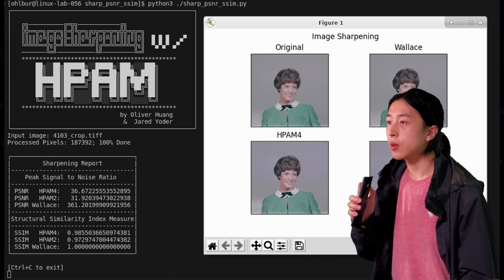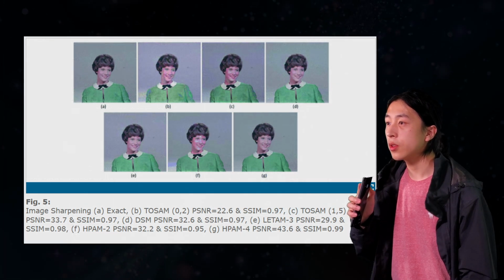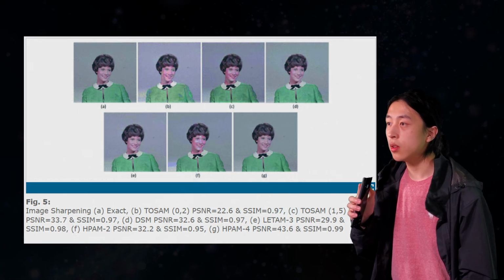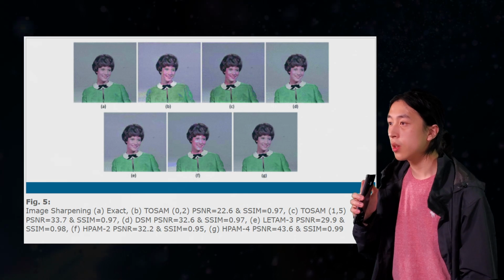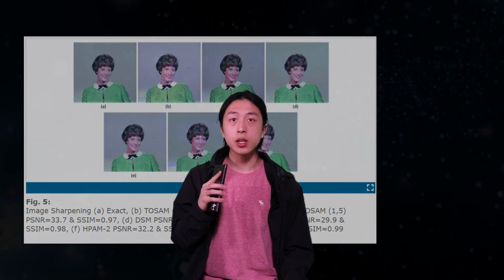The PSNR they achieved on HPAM4 is higher than what we observed, but our value of 36.67 is still above all the other approximate multipliers in the paper. The same goes for SSIM. It is important to note that the example image the paper uses is rather small, around 256 by 256 pixels. While a smaller image like this sharpens well with the HPAM architecture, when using a larger image, we notice artifacting. For example, in the sky of this picture of Jared at Mount Fremont Fire Lookout.